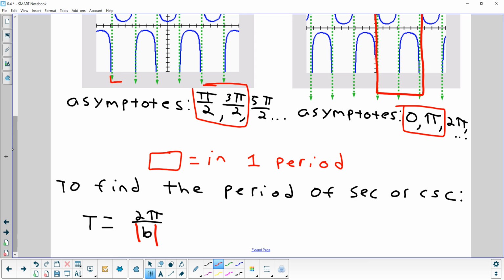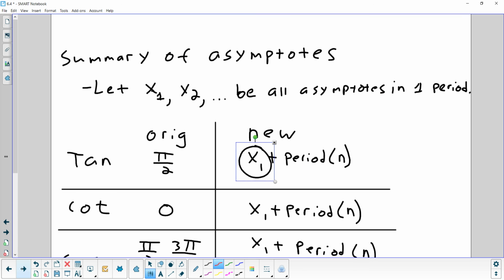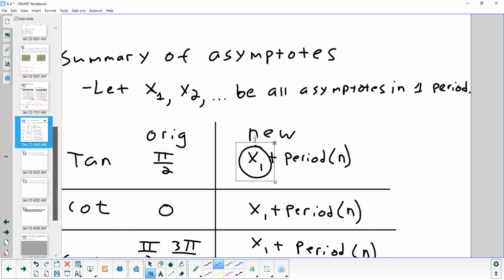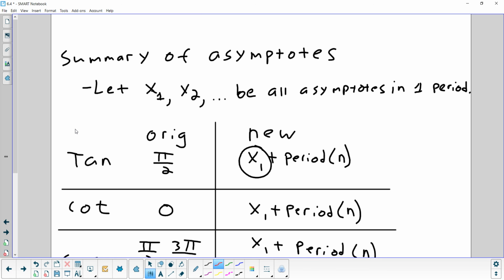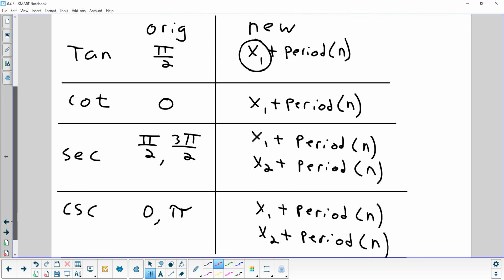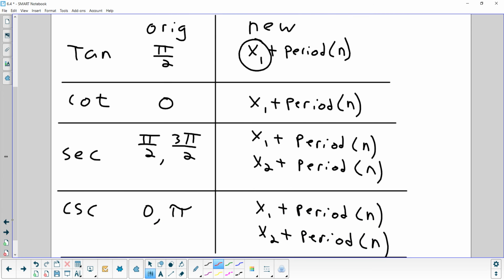Okay, any questions on that? All right, so how do we kind of keep all this stuff organized? Well, we want a way to remember the original asymptotes for each function. The tangent, the cotangent, the secant, and the cosecant. So what I've done here is I've made a chart that gives you all of the asymptotes in the first positive cycle of each graph.